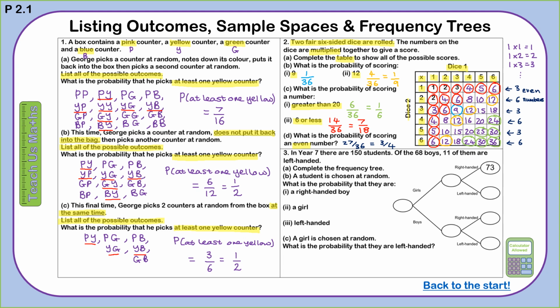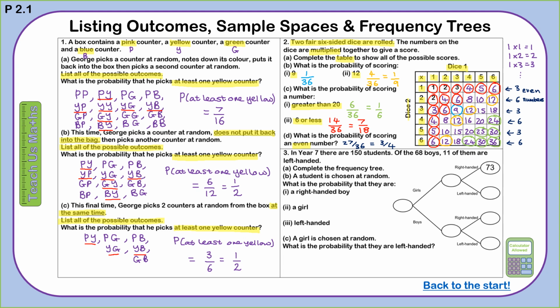So finally, let's take a look at frequency trees. Frequency trees are used to record information that is given as frequencies. We start with the total number of our items. This is then split into categories. These categories are then split into further categories. Although these can be easily confused with tree diagrams, the numbers written on the branches in frequency trees are the frequencies, not the probabilities. Let's take a look at the question.